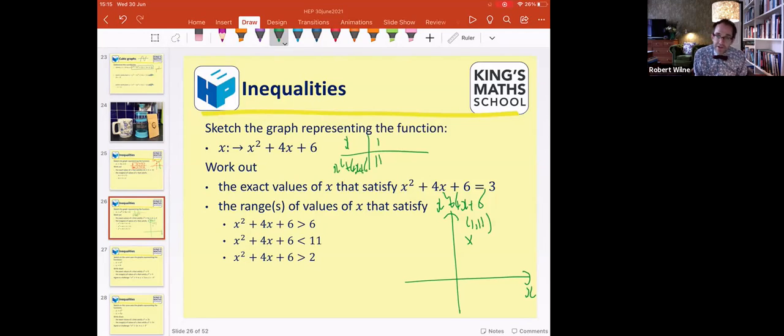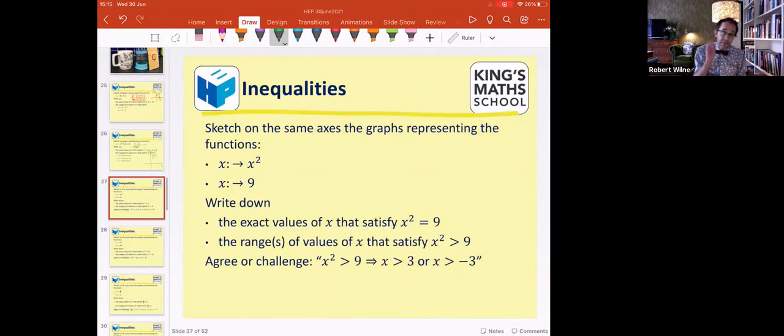Then the idea of output values being more than 11, and output values being less than 11, starts to make a lot more sense, because you're just saying where do I have input values which take me higher up the output axis or lower down the output axis. And so they're not getting confused about where the y values come from, and they're thinking about inputs and outputs. I find that very powerful, and I do all my work on inequalities in the language of functions.